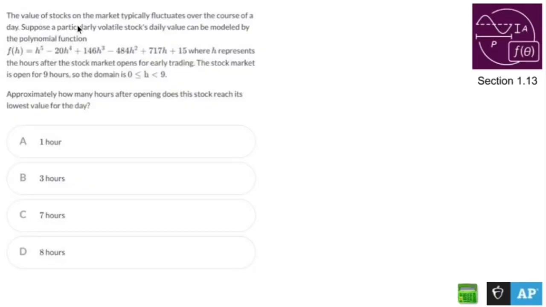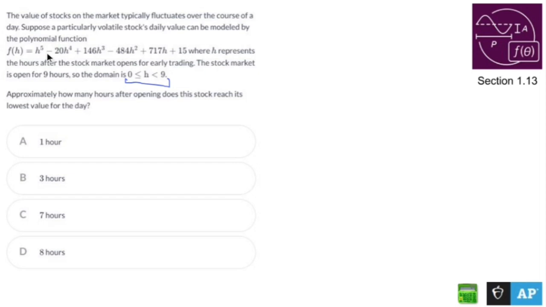The value of stocks on the market typically fluctuates over the course of a day. Now, suppose a particularly volatile stock's daily value can be modeled by this terrible function where H represents the hours after the stock market opens for early trading. The stock market is open for 9 hours, so the domain is that. That's going to be helpful because we're going to have to throw this into a calculator. Approximately how many hours after opening does the stock reach its lowest value?